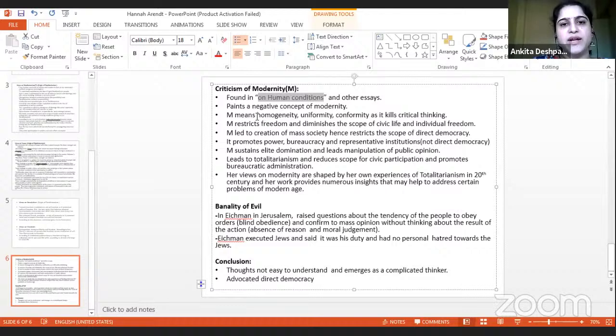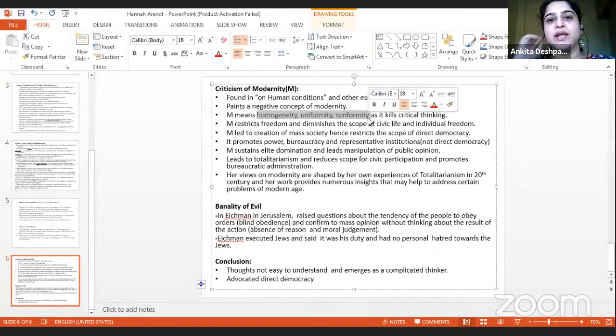According to her, modernity means homogeneity, uniformity, and conformity. The same thing that J.S. Mill was talking about. That's why he said freedom of speech and expression is required because you need to debate, you need to discuss. It should not be only what majority people say. If two people have a different opinion, you should respect those two people also. Debate, discuss, have logical reasoning. In that, you will come to know whether the 10 people are right and the two people are wrong, or two people are right. And then you can correct yourselves.